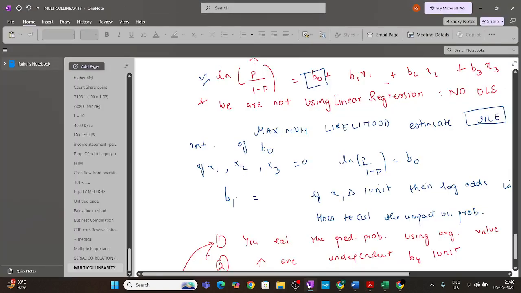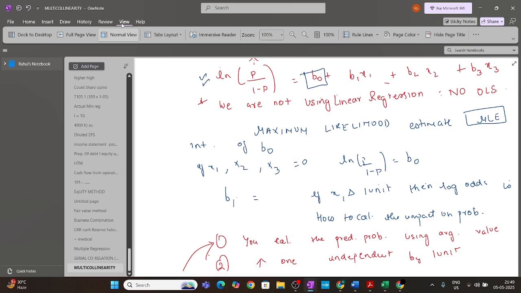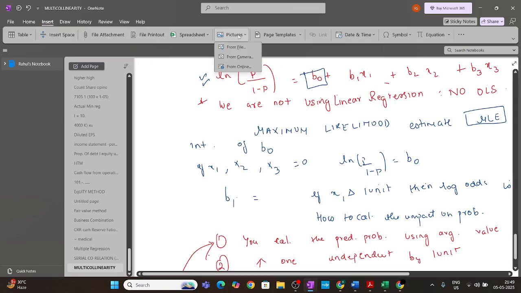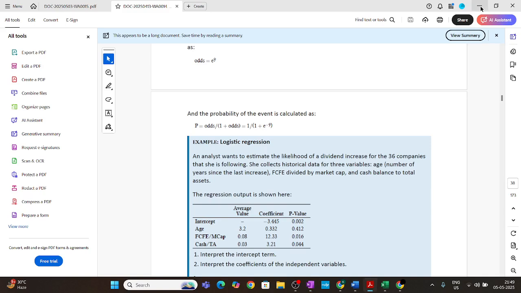How do I screen share this? What was the button for screen capture? Guys, do you know the shortcut for screen capture? Sir, Windows Shift S.